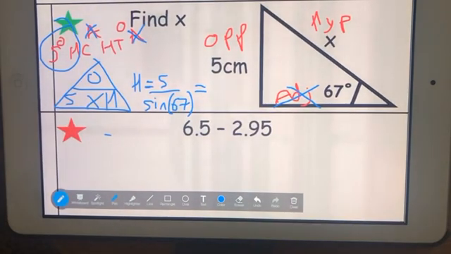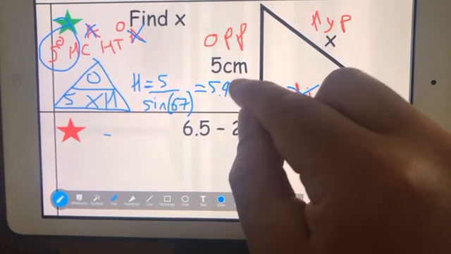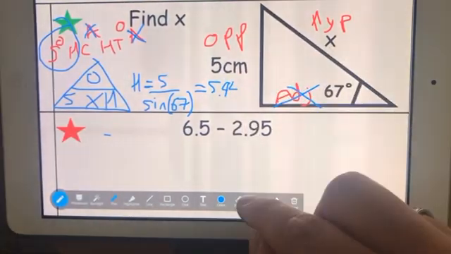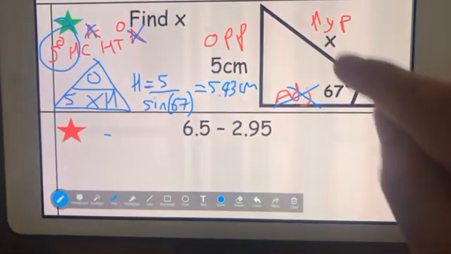Okay, I put all that in my calculator. 5 divided by sin 67. Make sure you close the bracket. I get an answer of 5.43. Oh, not 44, 43 centimeters for my x side.